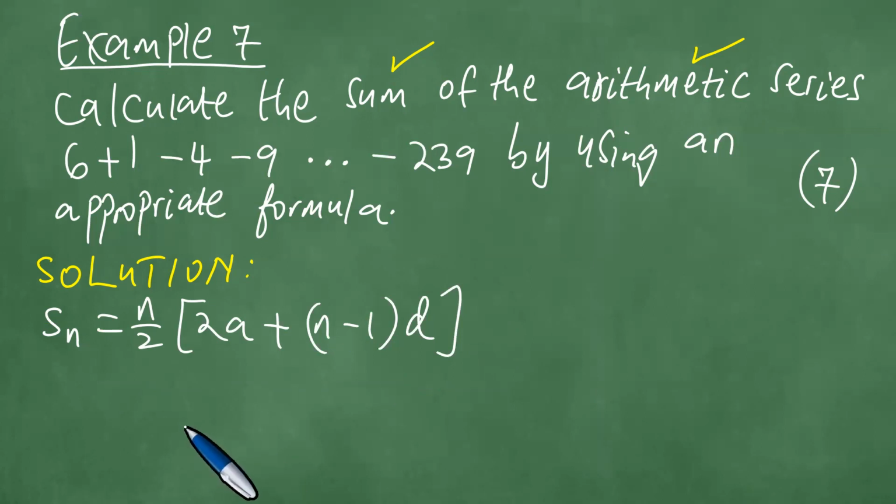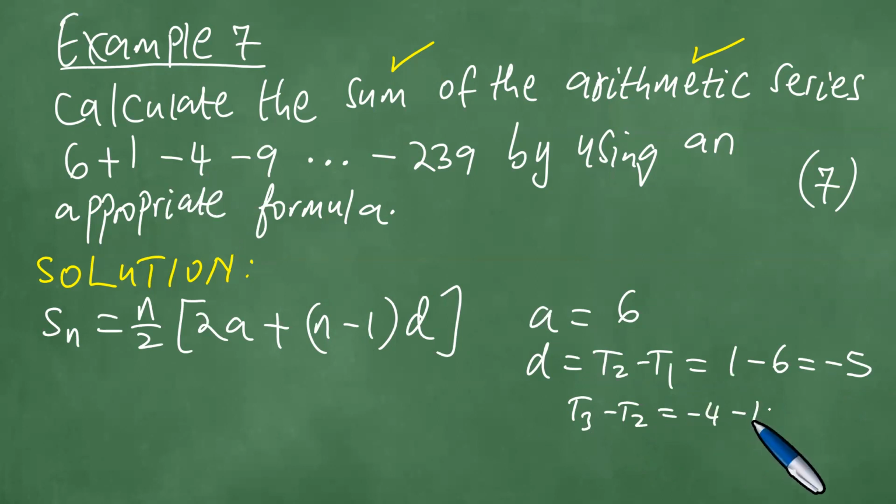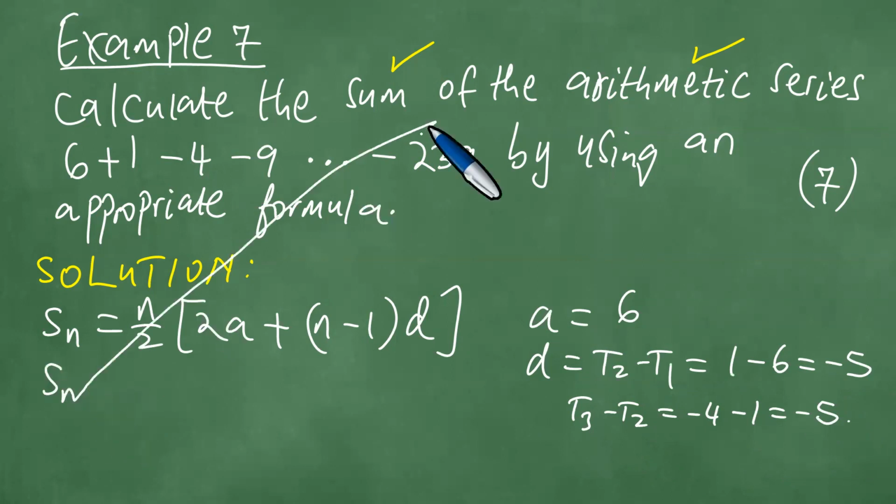But be that as it may, we need to know the first term. The common difference is d. For the common difference, you must also say T3 minus T2, because if you only say T2 minus T1, you must check if it is common indeed by saying T3 minus T2. T3 is this, minus 5.